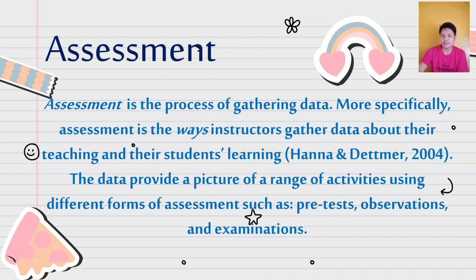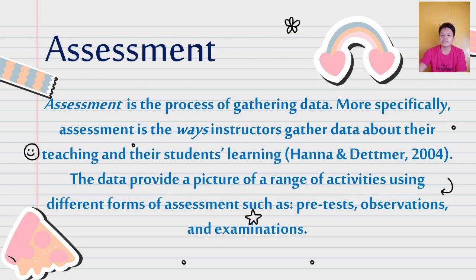The data provide a picture of a range of activities using different forms of assessment such as pretest, observations, and examinations. Through assessment you can have activities that are purposeful according to the purpose of your assessment. These are important in doing your assessment, because during the pretest you can know their knowledge regarding the topic before the instruction. Observation shows how students behave during the class and how they learn the topic. Examination is done after the instruction to determine if the students really have learning all throughout the process of instruction.